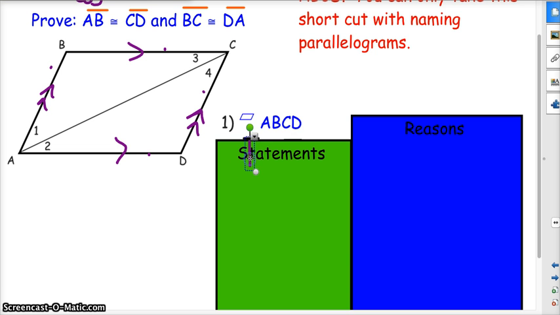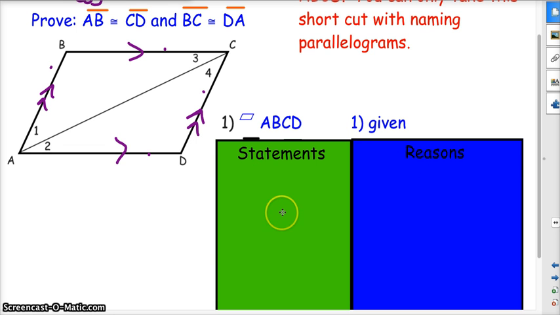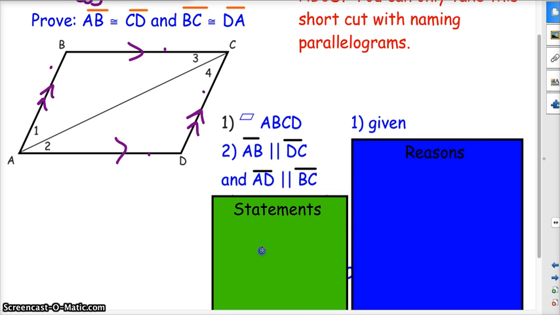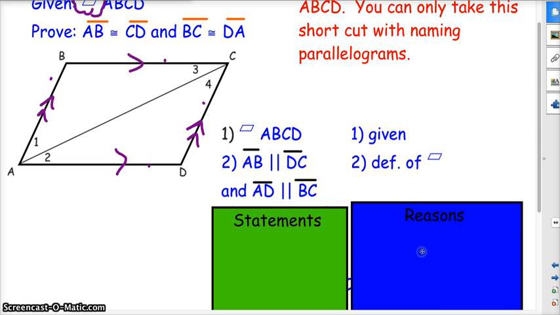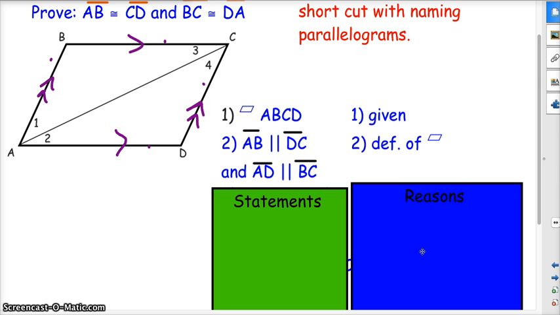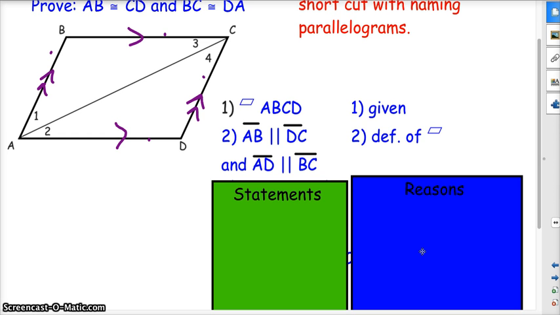So in the given statement, it says given that you have a parallelogram. So statement 1, parallelogram ABCD is given to me. So there's my reason. Because it's a parallelogram, what do you know to be true? I know that a parallelogram has 2 pairs of opposite sides that are parallel. And how do I know that? Because I know what the definition of a parallelogram is. It's a figure with 2 pairs of parallel sides. And I'll get to that a little bit more. Again, this is something we would have discussed as a warm-up in class.